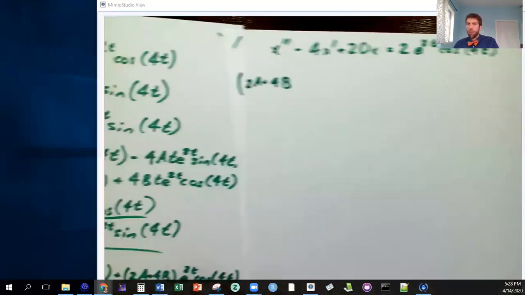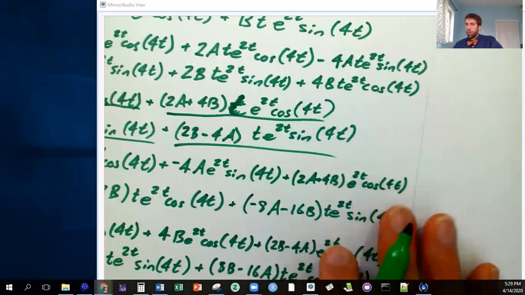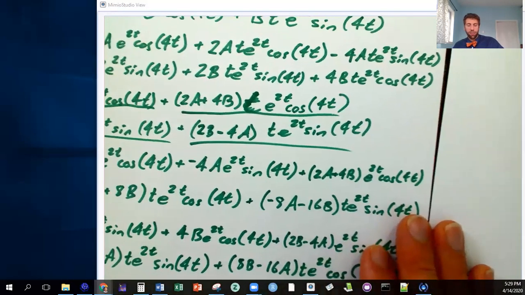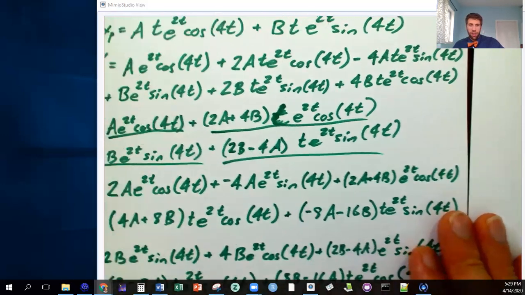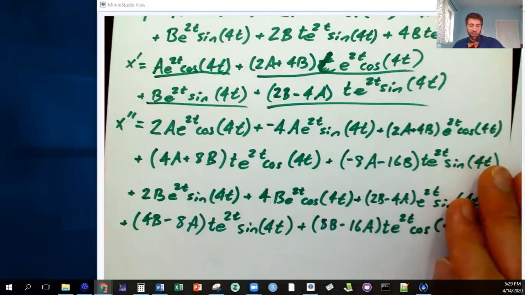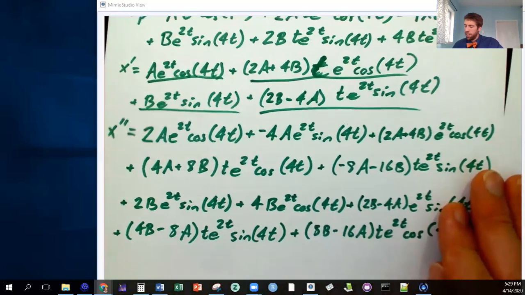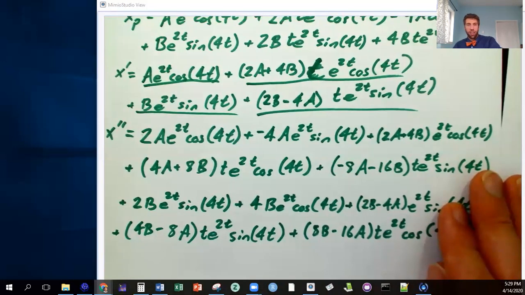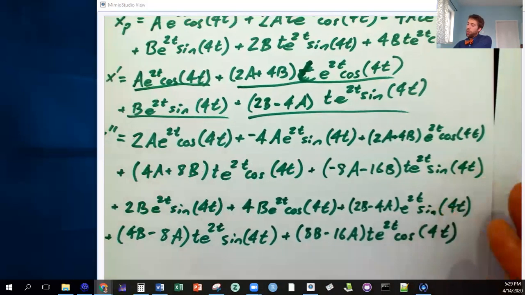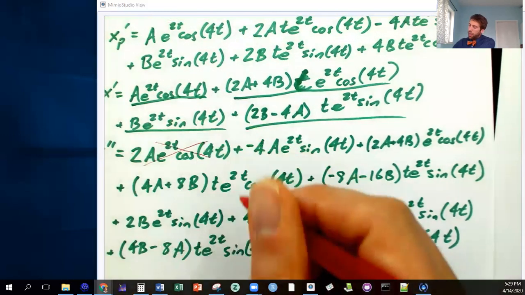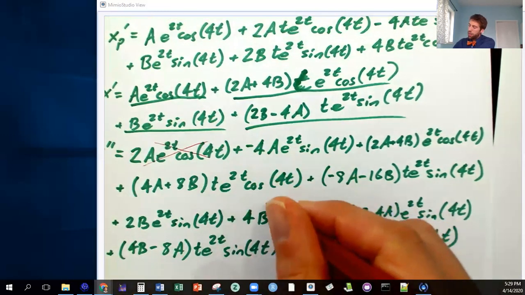And then where else do I see e to the 2t cosine 4t? And you know what? Once I've gotten them, I'm going to cross them out, because how else am I going to keep track like this? If I were doing this in pencil, and this is bringing back post-traumatic stress memories from when I was in college, I would have a light pencil, and I would say, okay, I just got the 2a term here, and I got the 4b term here.